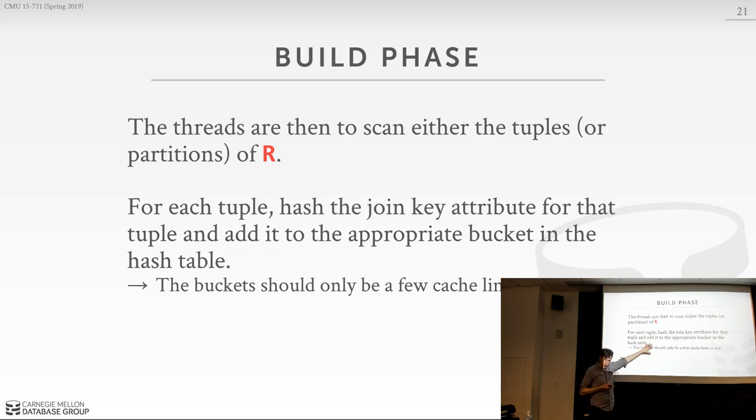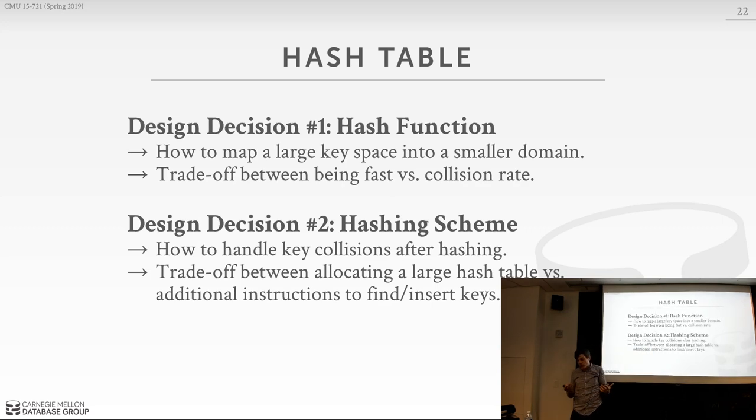So the thing we're going to care about here is how we're actually going to organize our data structure to store this data as we do our build phase. And this is what people colloquially refer to as a hash table. But people often think of a hash table as being the actual data structure. A hash table is actually comprised of the hash function and the hashing scheme that's used to store data into it. The hash function is the way we take a large key space of any arbitrary value and map it into a smaller domain that can fit into some region of memory, because we don't want our hash table to be too massive, because that's a waste of space.